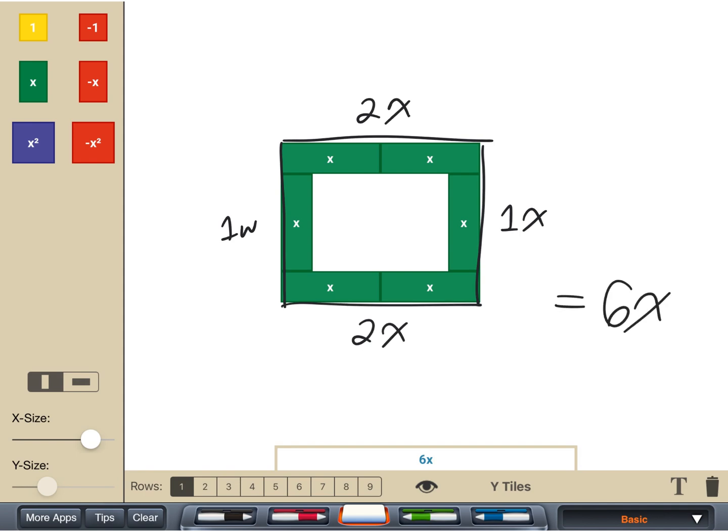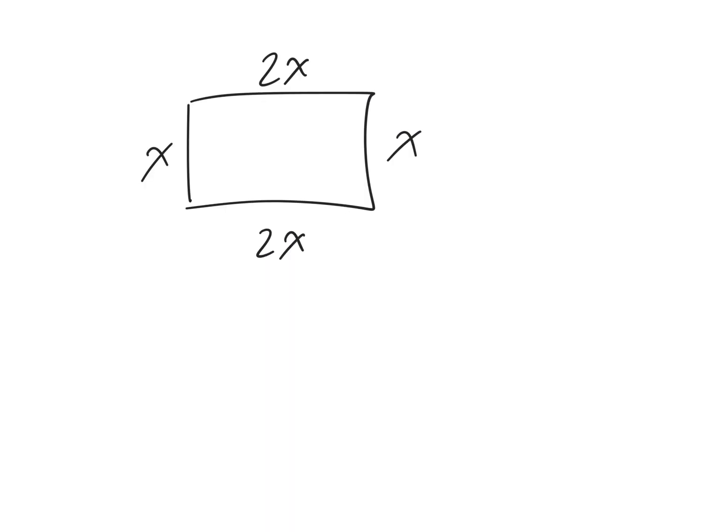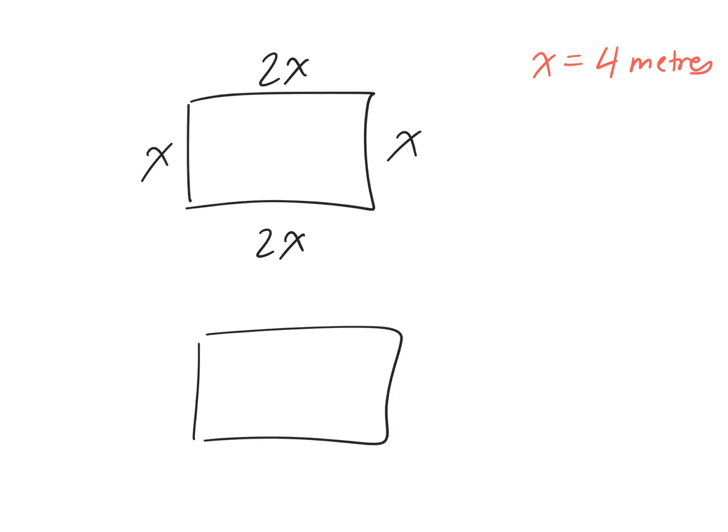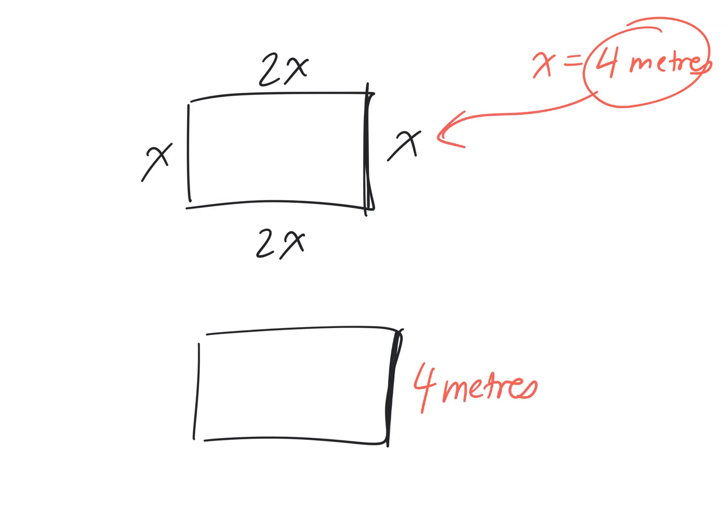Altogether, we have 6 x's, right? Does that make sense? There's 6 x's altogether. But now I'm telling you, x is equal to 4 meters. So, can you label it now with the actual dimensions? What's the width? What's the width? Just 4. 4 meters, right? I'm actually telling you what x is. So now I've given you the value of x. I'm telling you, okay, x is 4 meters, which means this side is 4 meters.